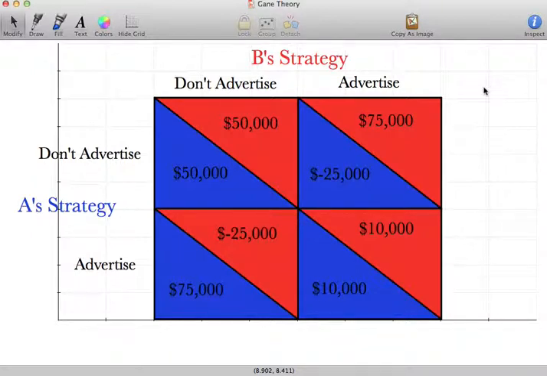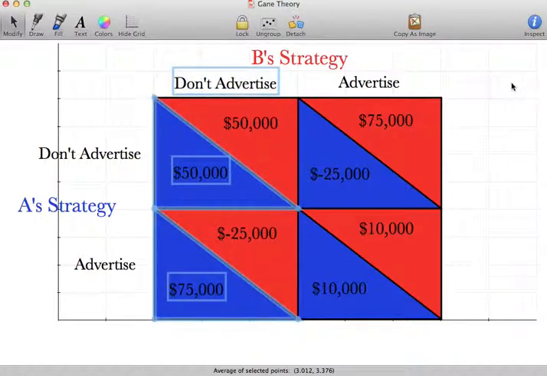So let's take a look at how A should react to B's strategy. For example, if B decides to advertise, what is A's best strategy? Well, if B does not advertise and A does not advertise, A makes $50,000 in profits. And if B continues to not advertise but A advertises, we see that A will make $75,000 in profit. So A is better off to advertise when B does not advertise. Why? Because their profits are $75,000 when they do advertise versus $50,000 when they don't.